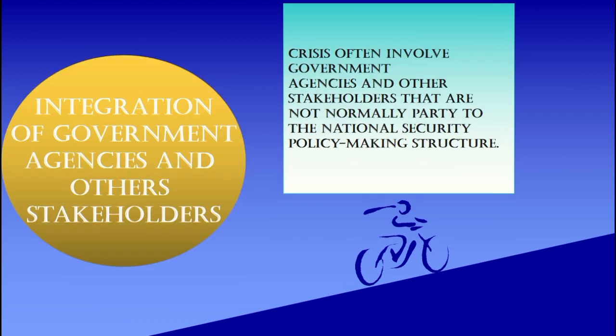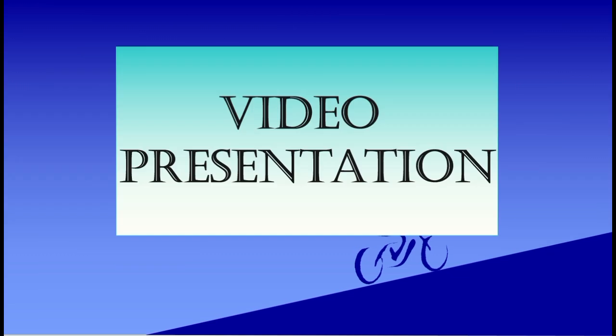What is integration of government agencies and other stakeholders? Crises often involve government agencies and other stakeholders that are not normally party to the national security policy making structure. This is the last significant factor in establishing the crisis management organization. It covers the stakeholders of the government, meaning the government agencies and other stakeholders can manage it well. I will show a video presentation.